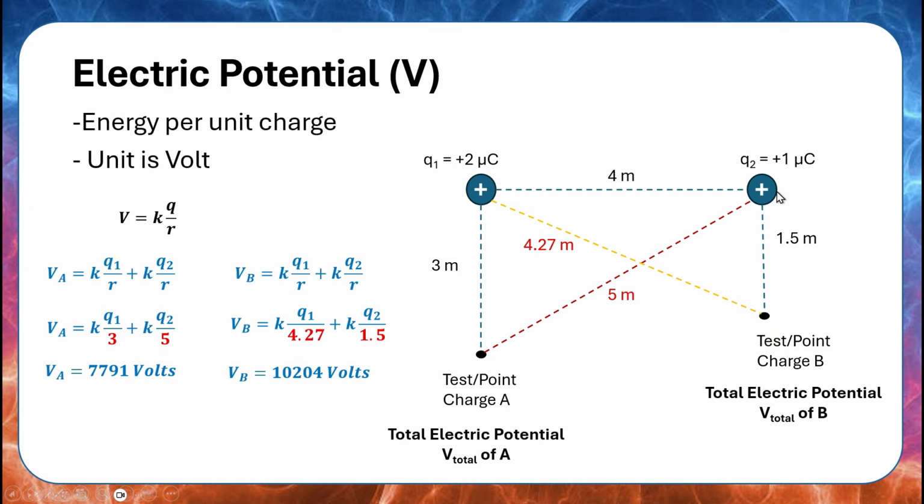Look at test charge B. Here, test charge B is closer to Q2, although it's farther from Q1. And test charge A is closer to Q1, but it's farther from Q2. Their distances create different values, but it doesn't matter as long as we come up with the sum of all the electric potential for each charge, then that is already the total electric potential received from the two charges. And here, test charge B receives the higher electric potential.